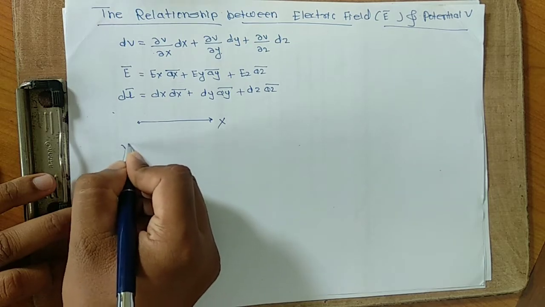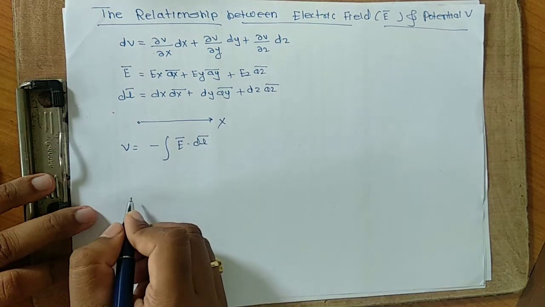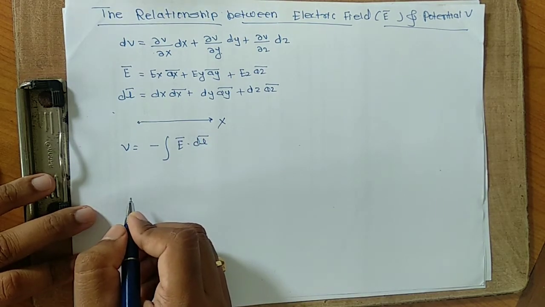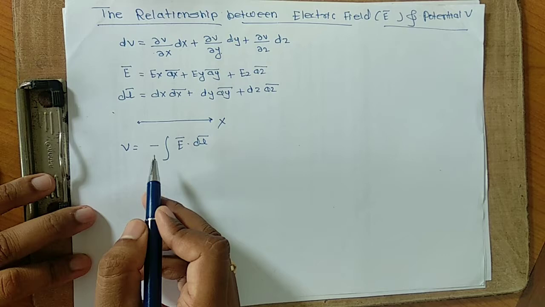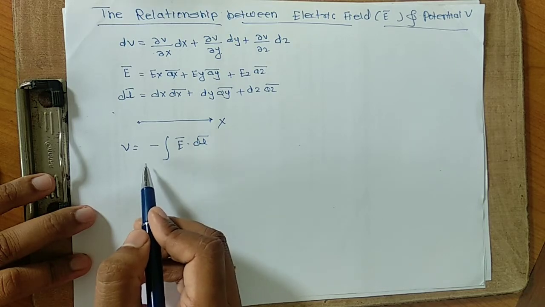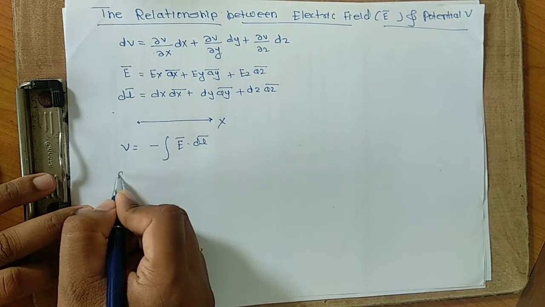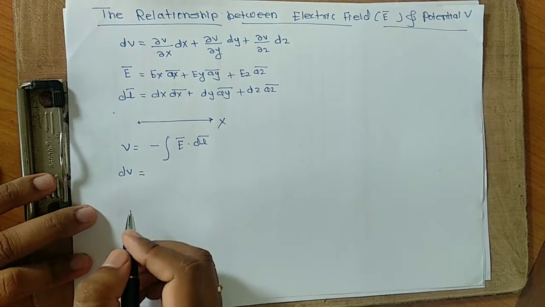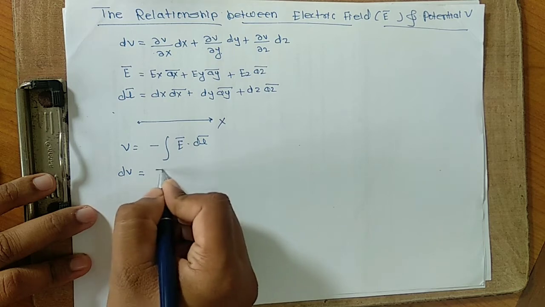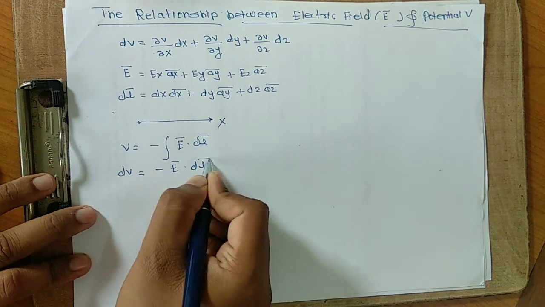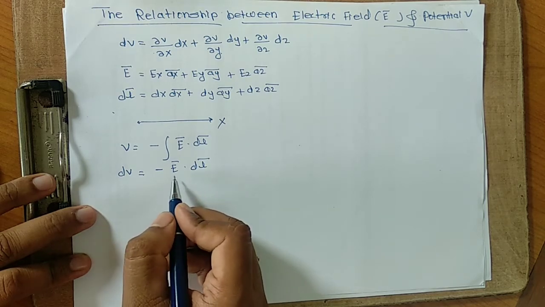We know the relation V is equal to minus the integration of E bar dot dL bar. We first found the work done W, and after that we found V by taking 1 upon Q, so the Q gets cancelled from the work done, and we get V. Now I want to differentiate it: dV with respect to dL, the integration gets cancelled, and what remains is minus E bar dot dL bar. So dV is equal to minus E bar dot dL bar.